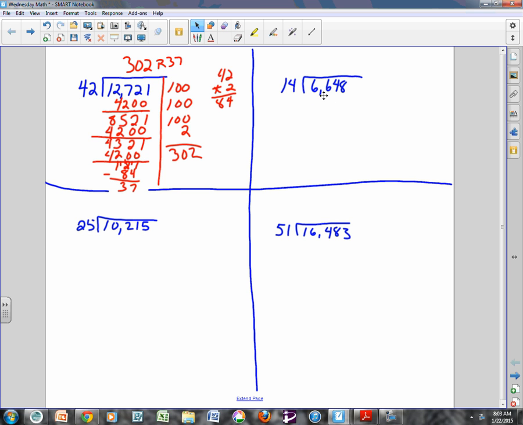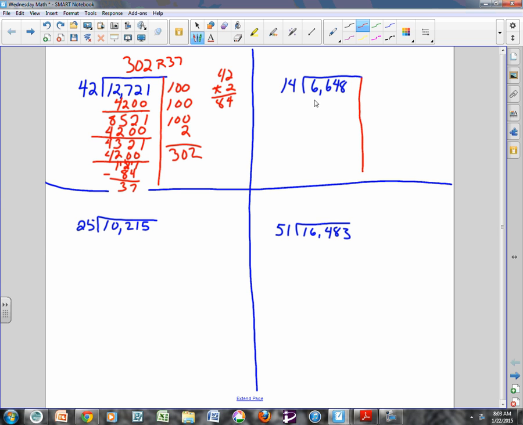So when we look at this problem right here, we can see we're going to divide 6,648 by 14. 14 isn't necessarily a real friendly number, but we're going to use the partial quotient division algorithm. And here's how we're going to do this one.